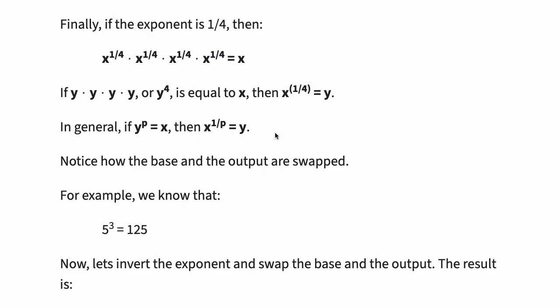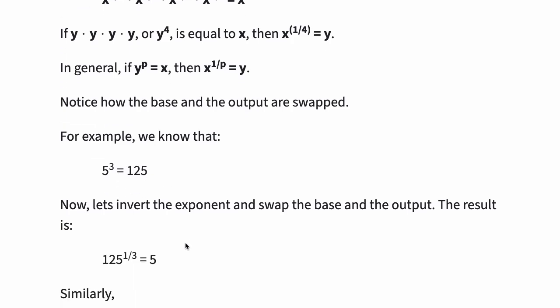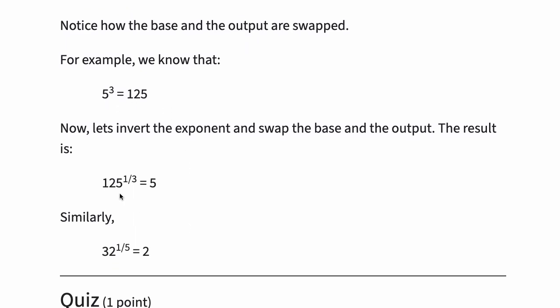For example, we know that 5 to the third equals 125. Now let's invert the exponent and swap the base and the output. The result is 125 to the 1/3 power equals 5. Similarly, 32 to the 1/5 power equals 2.